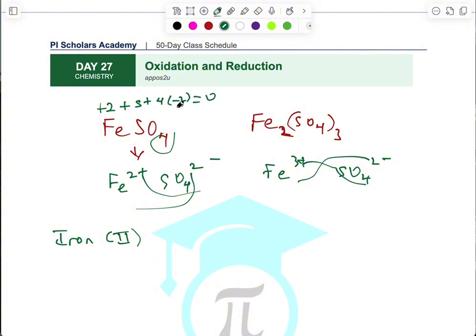So you have 4 times negative 2 is negative 8. So negative 8 plus 2 is negative 6. So S is going to be plus 6 now. So that will be iron 2 tetraoxosulfate 6. Iron 2 tetraoxosulfate 6. And that's that about that.